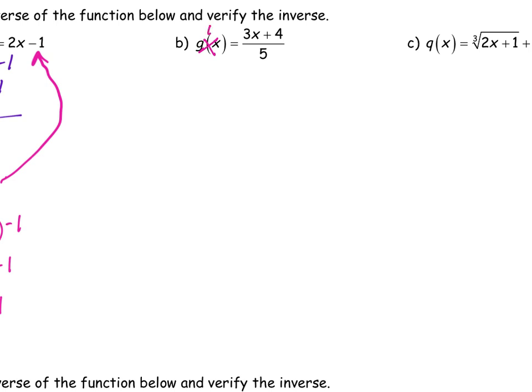This is y, right? So I can rewrite this as y equals (3x plus 4) divided by 5. And then I'm going to take my x and my y, and what am I going to do with them? I'm going to exchange them, right? Okay. So I'm going to rewrite this as x equals (3y plus 4) divided by 5.